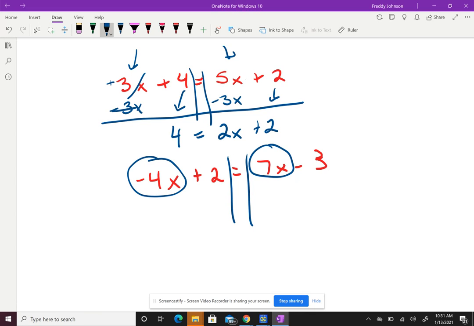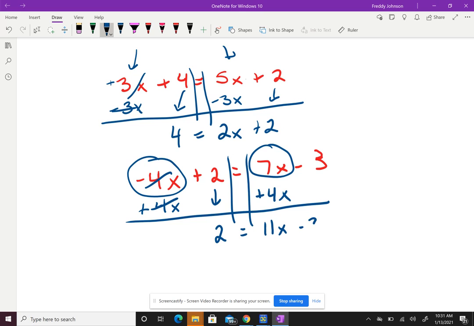So what I would do here is get rid of this negative 4x. To get rid of it, I would add 4x to both sides. We're just doing the opposite, and making sure we put it underneath. We add 4x to both sides. These now cancel out because they're opposites. So negative 4x plus 4x is 0, and then I bring the 2 down. Then I get 7x plus 4x. Same sign tells me to add, so I get 11x, and then we bring the minus 3 straight down.